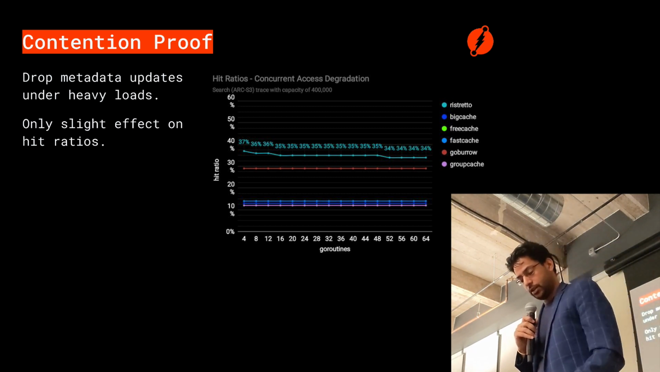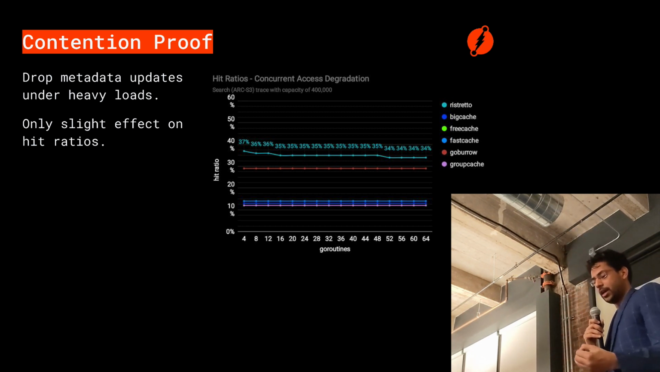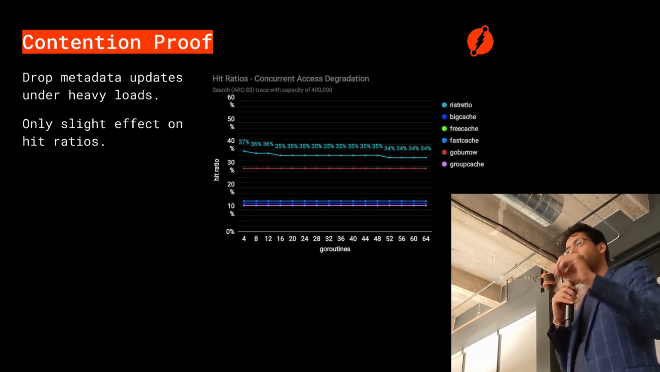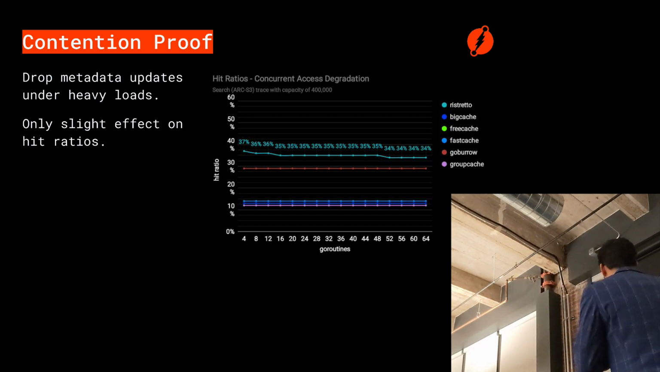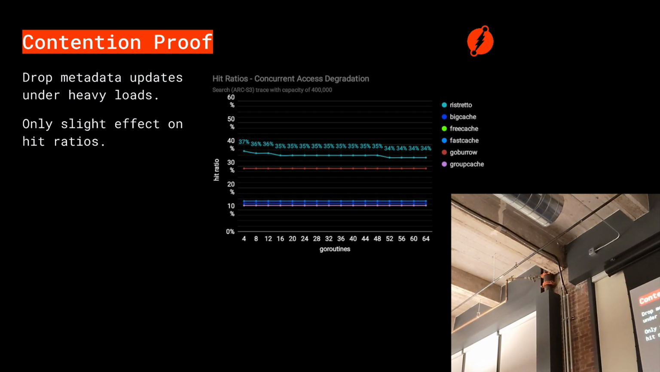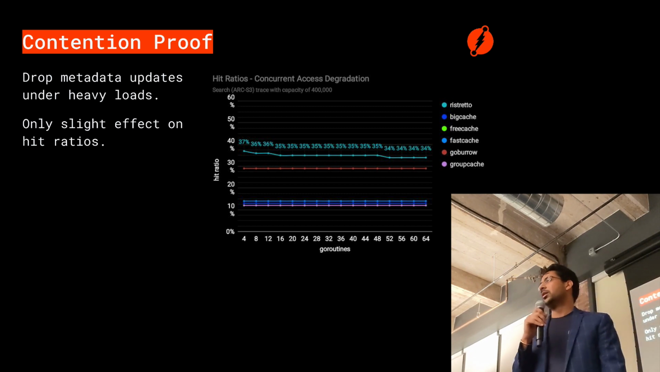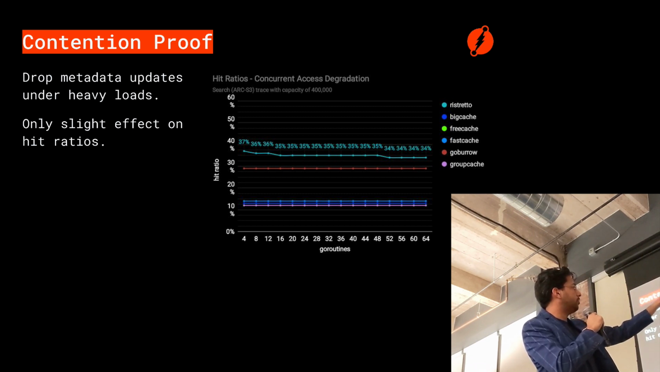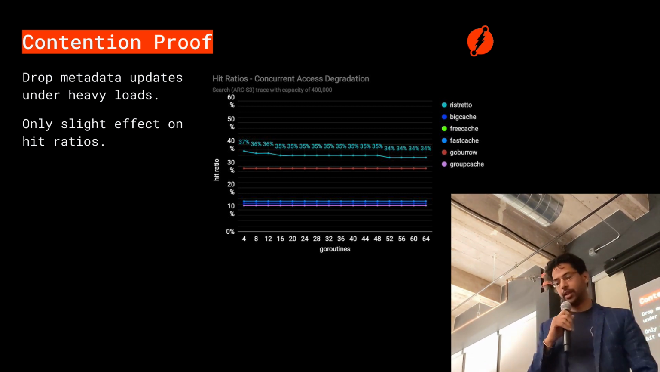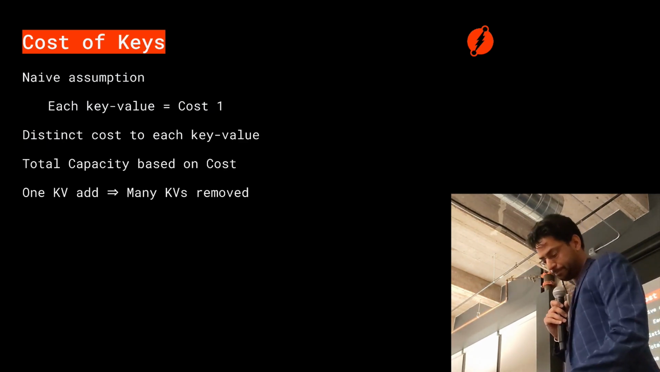So, as we discussed, gets and sets metadata updates can be dropped on the floor to avoid contention, and however, this affects the hit ratio only slightly. Overall, still performing better than other caches. If you look over here, we went from 4 goroutines to 64 goroutines, and the 37% hit ratio in this benchmark went to 34%, which is just like a 3% drop. If you look at every other cache, we have BigCache, FreeCache, FastCache, Go-Burrow, GroupCache, they're all still pretty much below Ristretto. Okay.